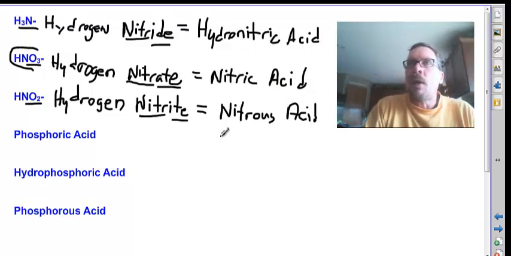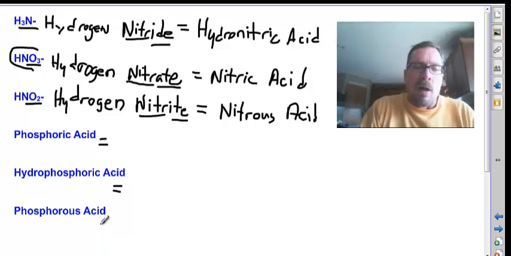Now, when I'm heading in to do the formulas, the nice thing is I know the cation. They're all acids, and according to Arrhenius, all acids start with hydrogen, and so I have the first ion because they're all hydrogen, which is a +1 charge. Okay? So whether it's phosphoric, hydrophosphoric, or phosphorus, they're all a +1.